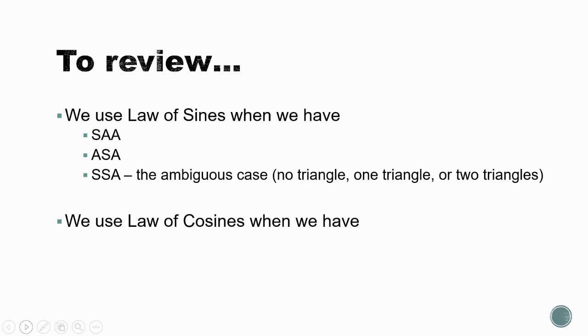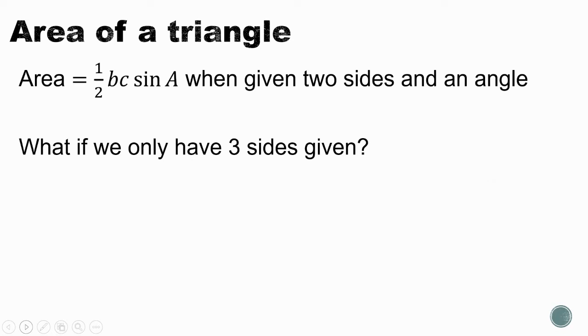Then we talked about when it is that we want to use the law of cosines. Remember, law of cosines is when we have two sides and an angle that is included, or if we have three sides. Okay, so those were the combinations of the different sides and angles and which one of those two we want to use. We also talked about how to find the area of a triangle.